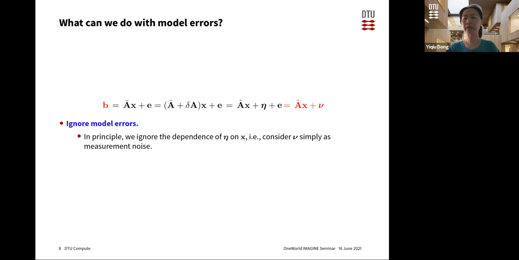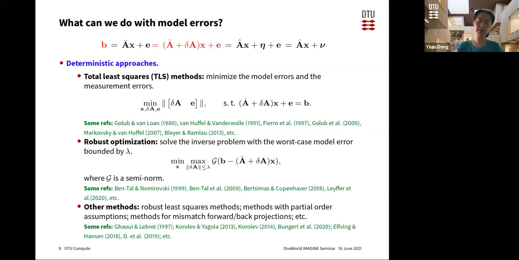To take model error into account, there are several types of methods. The first type I introduced is a deterministic approach. For the deterministic approach, we consider this linear system. Here delta A can be considered as a perturbation. The first type of this kind of approach is the total least square method.